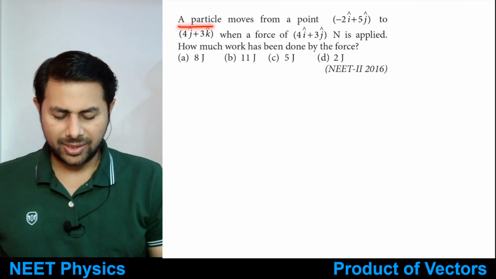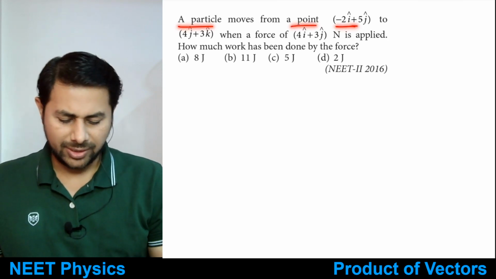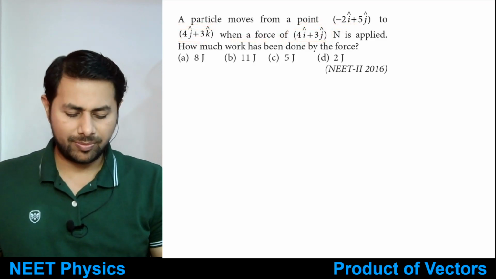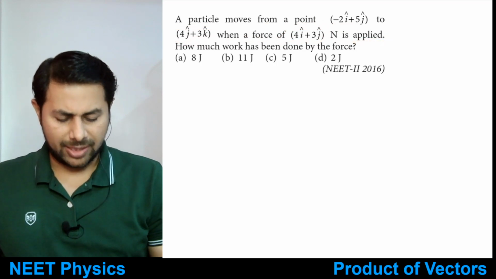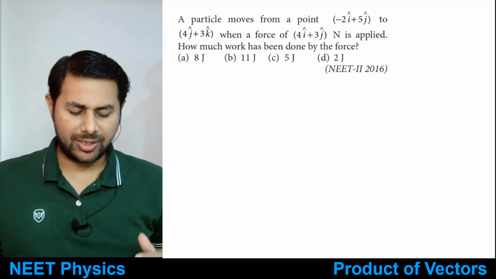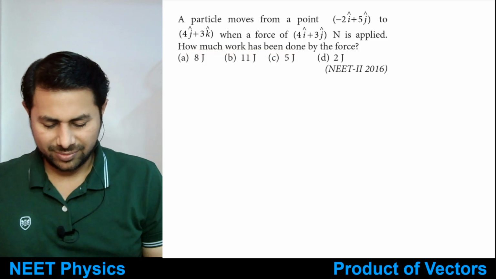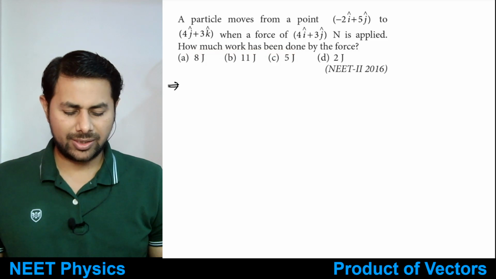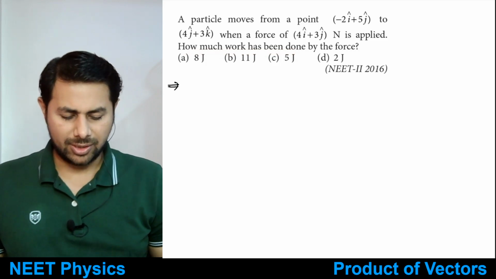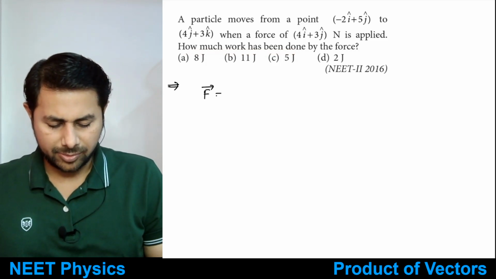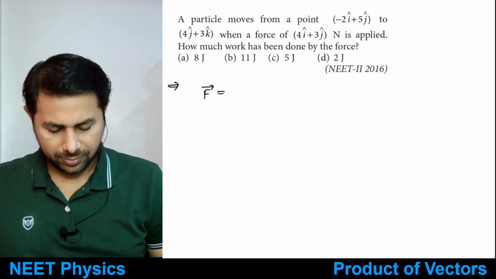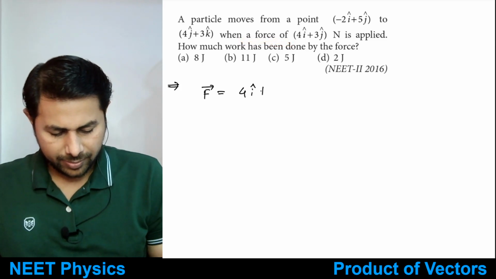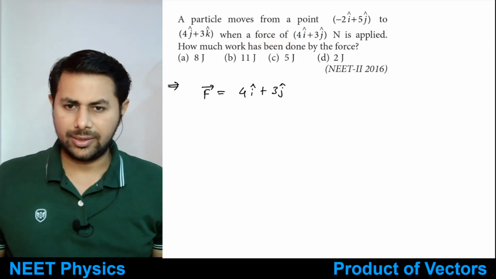A particle moves from this point to this point when a force of 4 i cap plus 3 j cap Newton is applied. How much work has been done by the force? Tell me. This is the question. So what is the force? Let's write the force. Force is equal to 4 i cap plus 3 j cap, right?